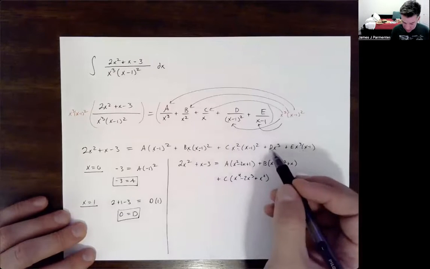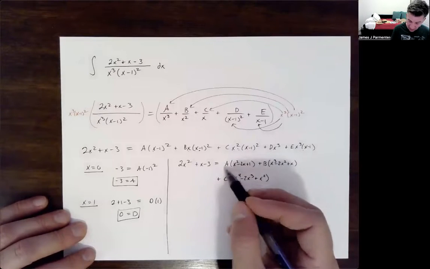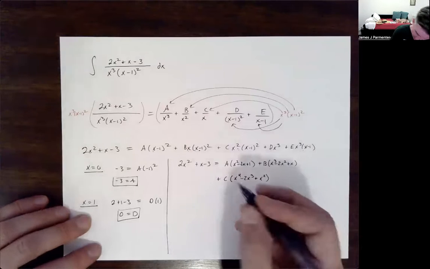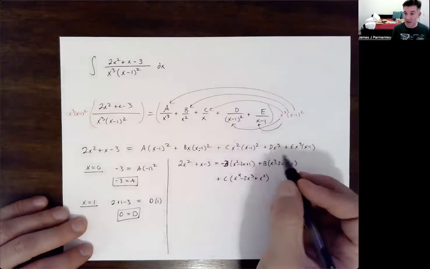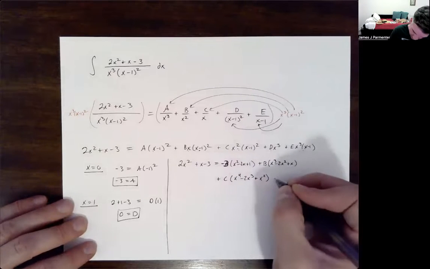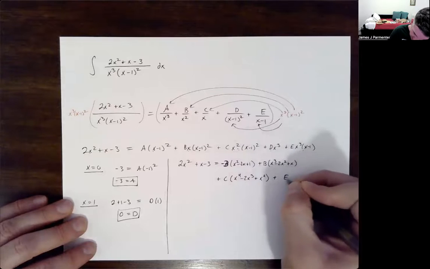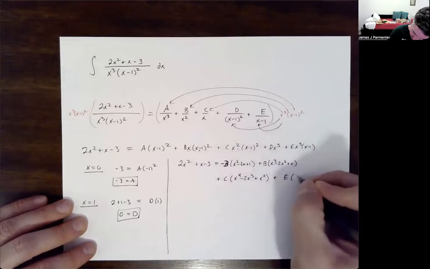We already know d. Oh, you know what I should have done? I should have plugged in -3 for a. That would have been smart. Let's go ahead and do that. I know it's going to be kind of gross, but I can fix it there. That doesn't look too bad. And d is 0, so let's not even write that term. And then you're going to get e times x to the 4th minus x cubed.